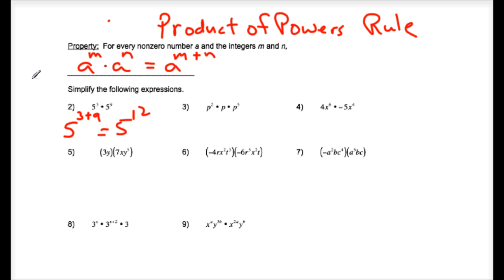What's the next one? There's that little sneaky p in the middle. It makes things tricky. It's got a little sneaky p to the eighth.